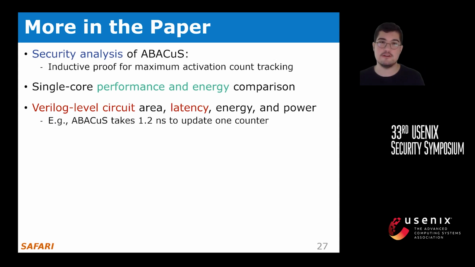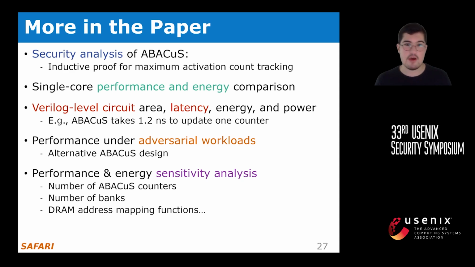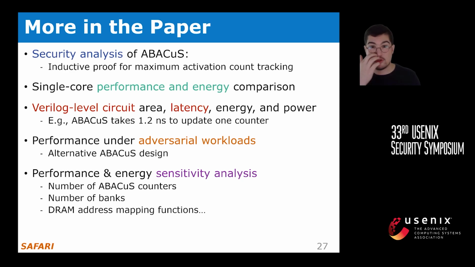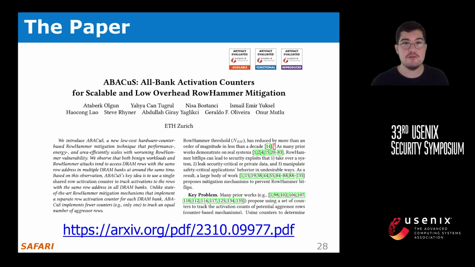ABACuS's performance under adversarial workloads that aim to exacerbate preventive refreshes by rapidly incrementing ABACuS counters, and our alternative ABACuS design that defeats these workloads. We have ABACuS's performance and energy sensitivity to important system variables. And finally, we have a discussion on how we can account for RowPress, which induces bit flips by keeping a DRAM row open for longer rather than repeatedly activating it. I invite you again to read our paper for these details.